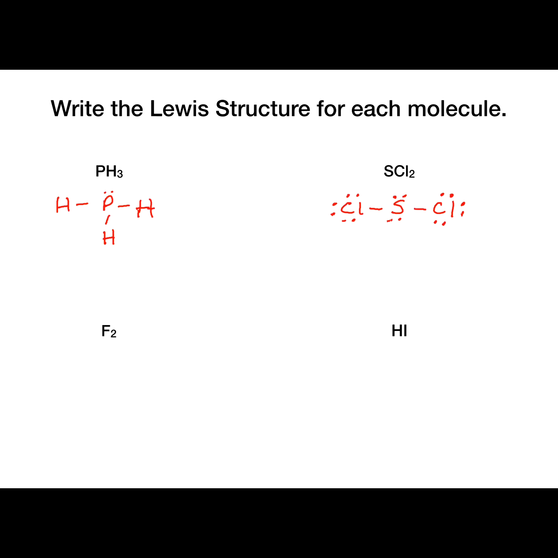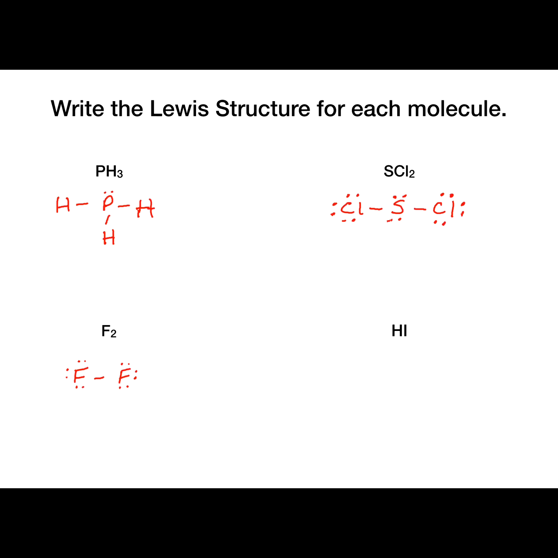Our next problem is F2. This is a diatomic molecule. So fluorine has 7 valence electrons, and since there's 2 of them, we're just going to write them right next to each other. So right now, each fluorine only has 2 valence electrons, so we need to add 6 more. 1, 2, 3, 4, 5, 6.